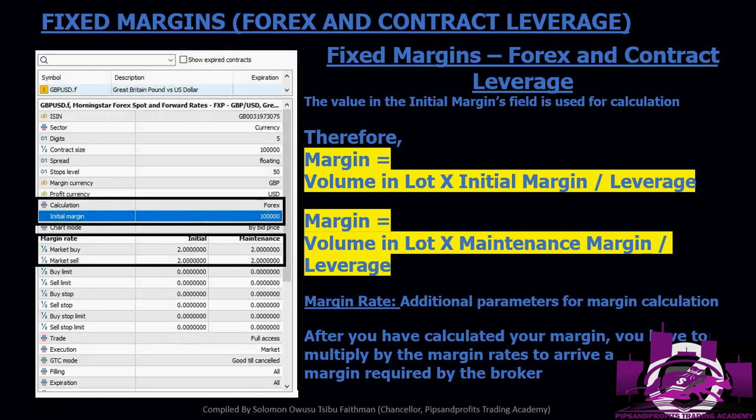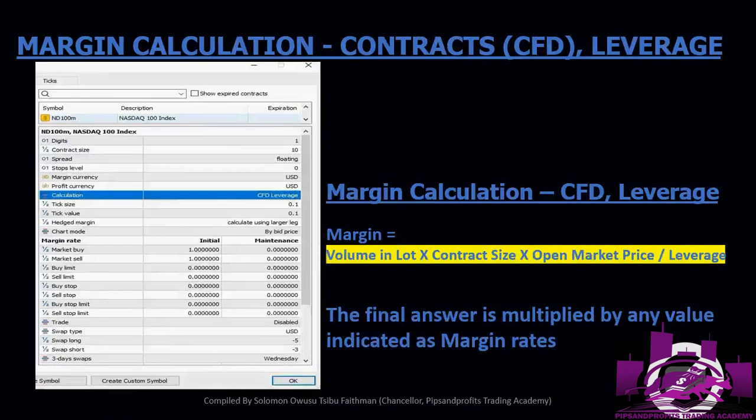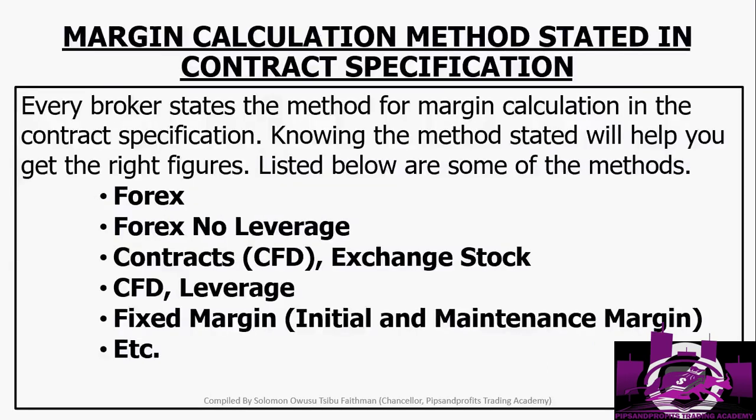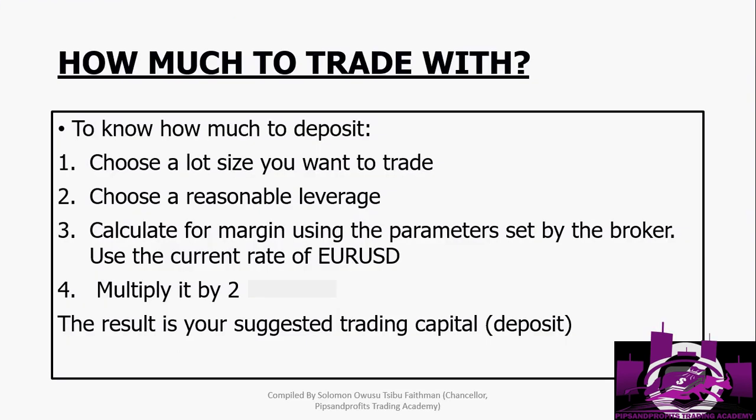All right, and then we said that there are other additional parameters that they set for the calculation, okay? So you are going to see something like the margin rate. If you have that, after you have done your calculation, you multiply it also by your margin rate. Okay, so we went through this, and the example that we had over here, this was the answer that we had.